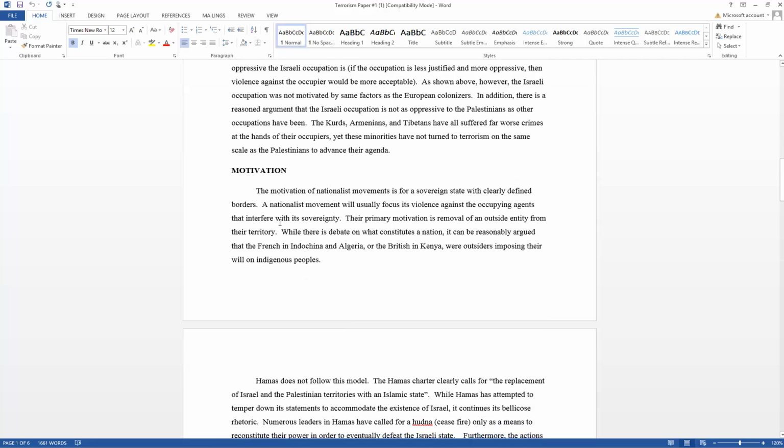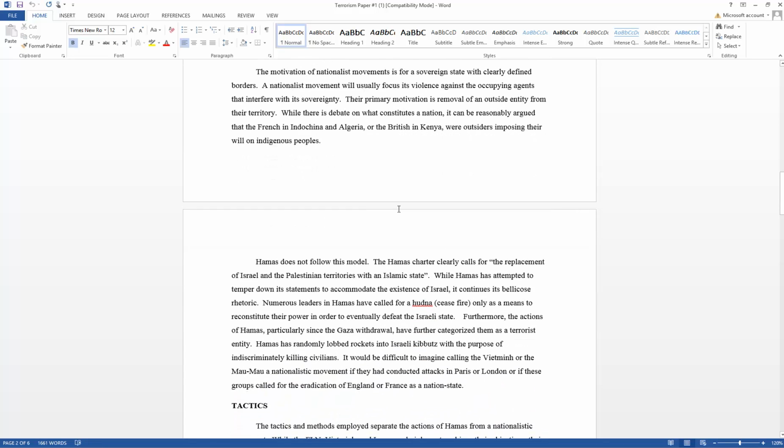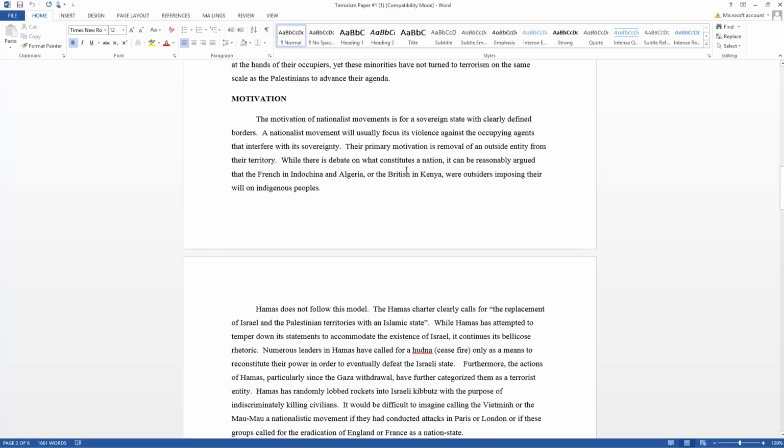The second point they make is motivation. Again, they make a pretty strong point when they say the motivation for Hamas is to destroy Israel. That contrasts with the motivation for the anti-colonial terrorists or anti-colonial movements, which didn't have any desire to destroy France or destroy Britain. That differentiates Hamas in that respect.